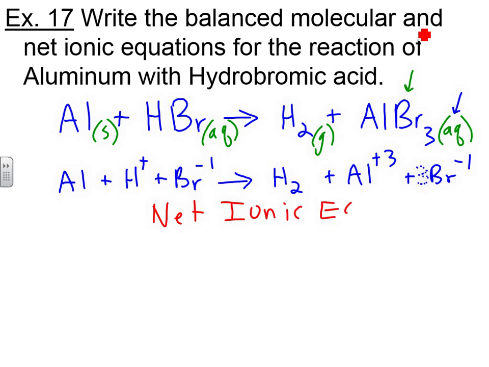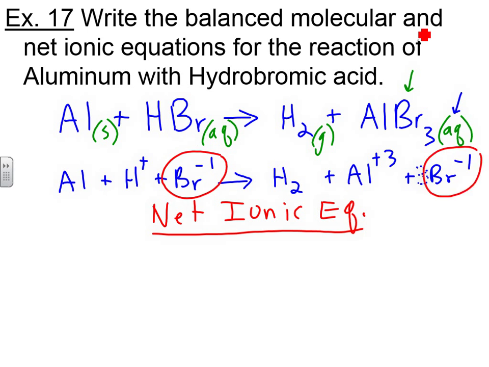For the net ionic, remember, we cross out anything that stays the same on the left and on the right. And for that, we can see that bromine -1 is the only one that stays the same. So bromine stays the same, we get to cross it out, everything else changes. Now, what you see is that aluminum actually, somebody may say, well, aluminum's by itself on the left, it's by itself on the right. However, aluminum actually got oxidized.